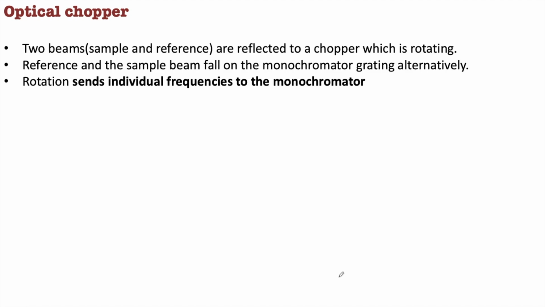Optical chopper. The two beams, sample and reference, are reflected to a chopper which is rotating. The reference and the sample beam fall on the monochromator grating alternatively. And because of that, the individual frequencies will be sent to the monochromator and then to the detector.